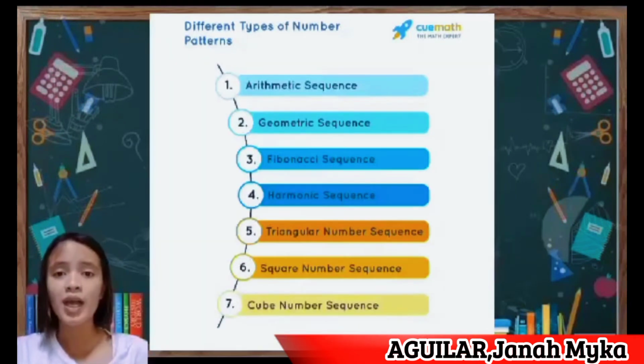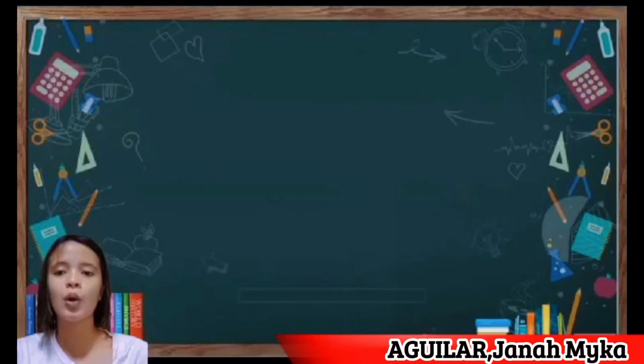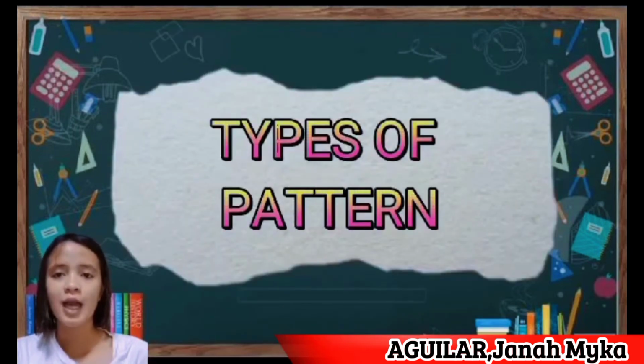So we have different types of patterns and sequences that can be formed with numbers. We have arithmetic sequence, geometric sequence, Fibonacci sequence, harmonic sequence, triangular number sequence, square number sequence, and lastly we have the cube number sequence.